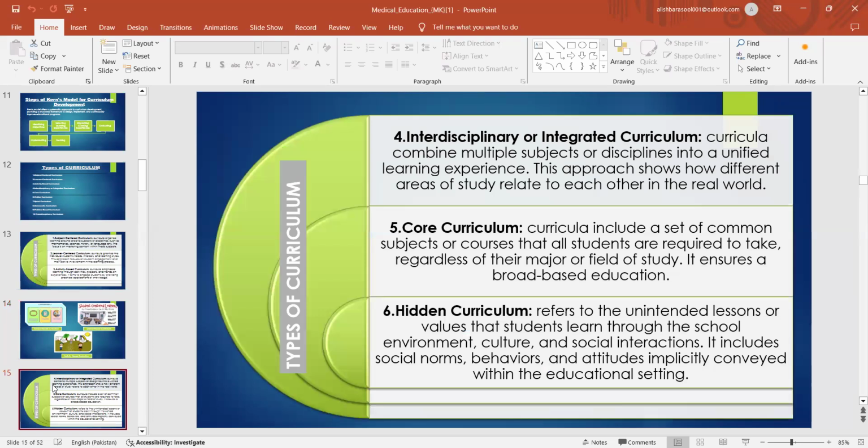Interdisciplinary and integrated curricula combine multiple subjects or disciplines into a unified learning experience. This approach shows how different areas of study relate to each other in the real world. Core curriculum includes a set of common subjects or courses that all students are required to take regardless of their major or field of study. It ensures a broad-based education. Hidden curriculum refers to the unintended lessons or values that students learn through the school environment, culture, and social interaction. It includes social norms, behaviors, and attitudes implicitly conveyed within the educational setting.